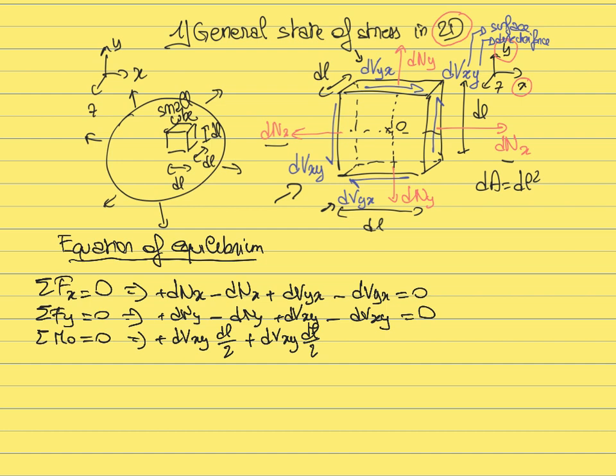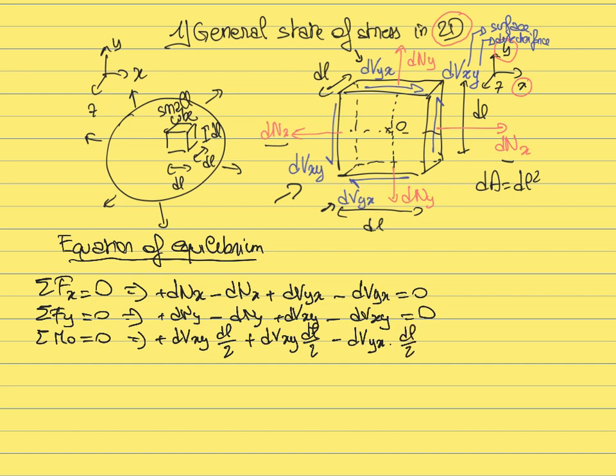So now let's see the moments that are created by the shear forces applied at the top and the bottom. These two shear forces tend to make the body rotate clockwise, so those are going to be negative moments, moments that have a negative projection. So the moment created by the shear force on the top is going to be negative. The shear force is dvyx, and the arm of the force is dl over 2.